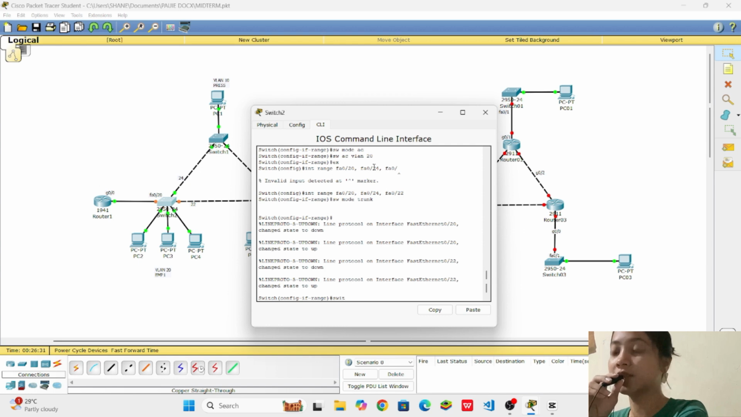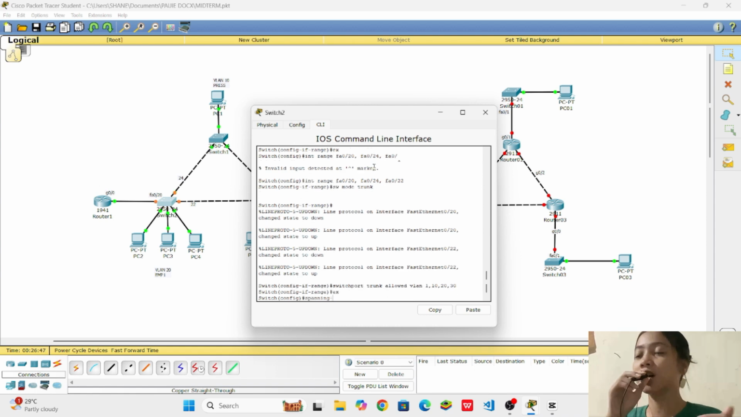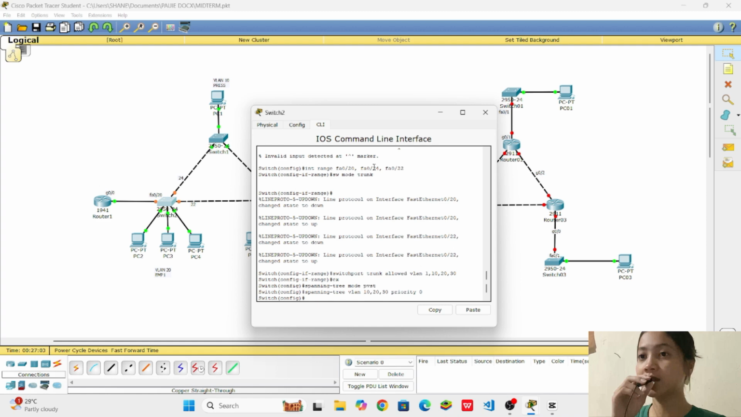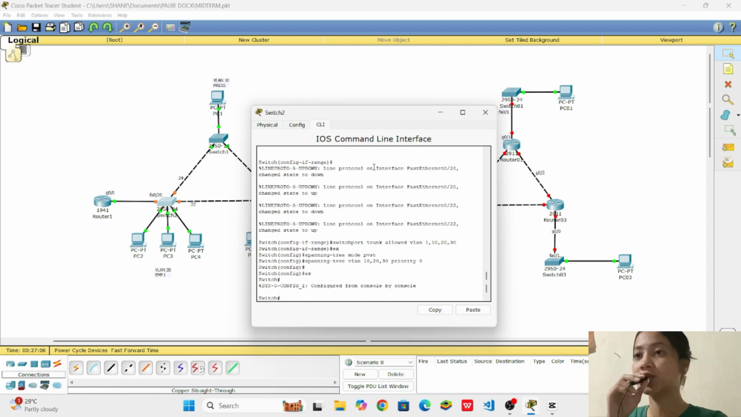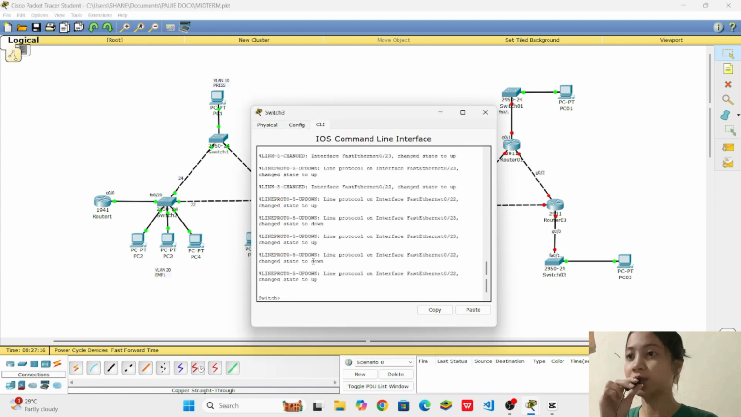Our spanning tree PVST, same logic lang siya. The spanning-tree VLAN 10, 20, 30 priority 24576 is madami siyang priority numbers, pero ito yung napili ko because it is the default one. This sets the bridge priority for VLANs. It can be lower priority, but here in our switch 2 ito yung root natin, and switch 3 and switch 1 is ito yung lower priority or parang under siya ng root bridge natin.